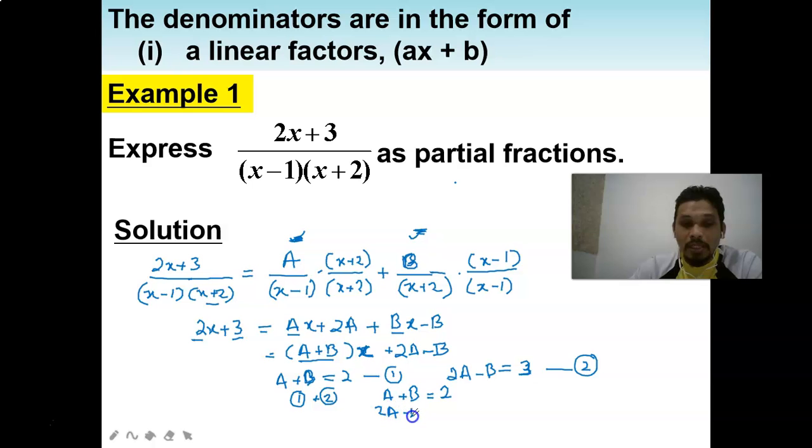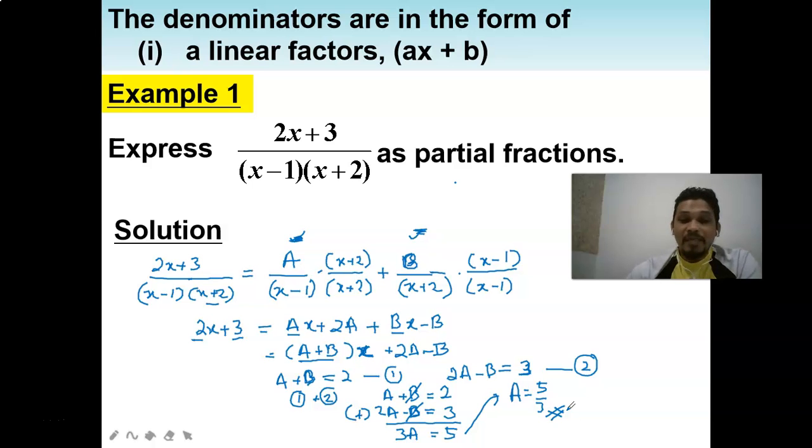2a minus b equal to 3. Okay, adding here. So b plus negative b, or b minus b, equal to 0. a plus 2a equal to 3a. And 2 plus 3 equal to 5. So then a equal to 5 divided by 3.